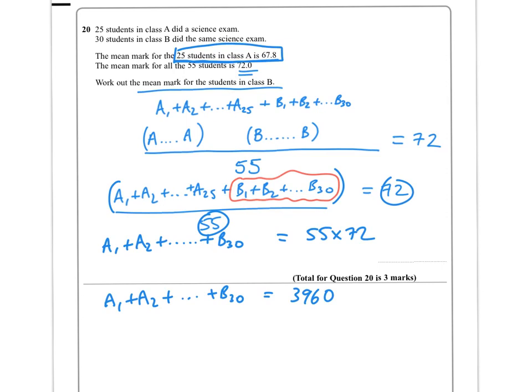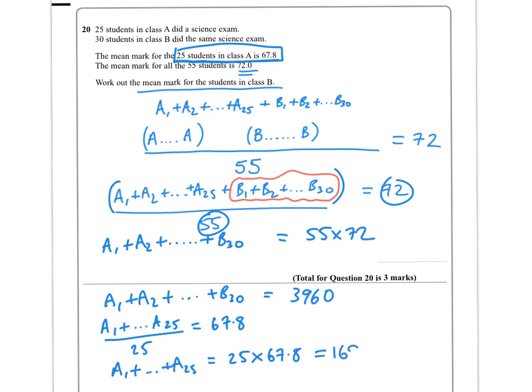But the nice thing is it tells you that the mean mark for the students in Class A is 67.8. So it means that when you took all of the A students, those 25, and divided by 25, you actually got 67.8. So that means that A1 plus all the way up to A25 must be 25 times 67.8. And that's 25 times 67.8, and that is 1,695.